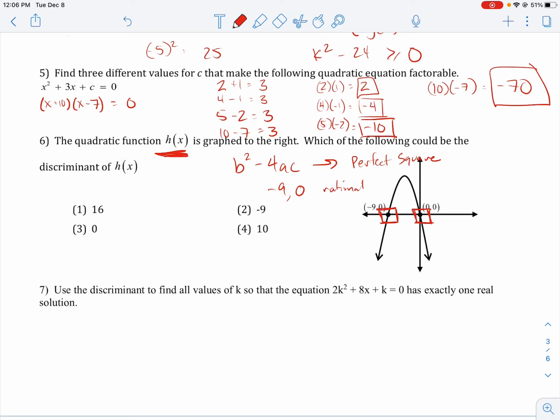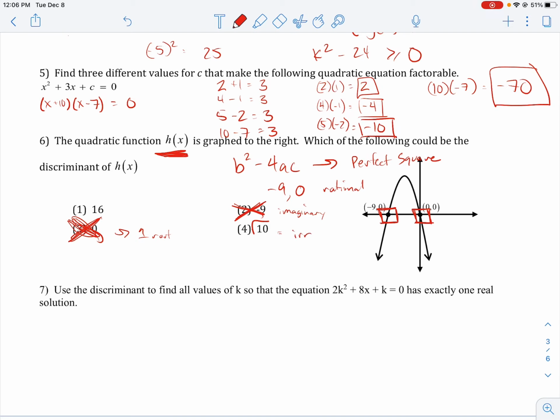So, that being said, which of the following could be the discriminant? Well, we don't want 0, right? Because how many times do we see it cross the x-axis? Twice. So when our discriminant is 0, that means we're only getting one root. It can't be this one either, because that means our discriminant is less than 0, which means we're getting imaginary roots. Take the square root of 10. Well, we get irrational numbers.